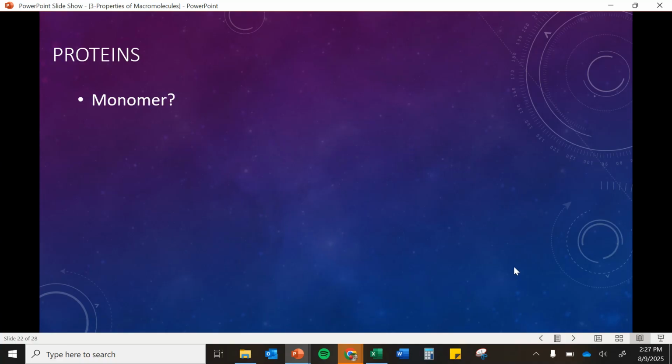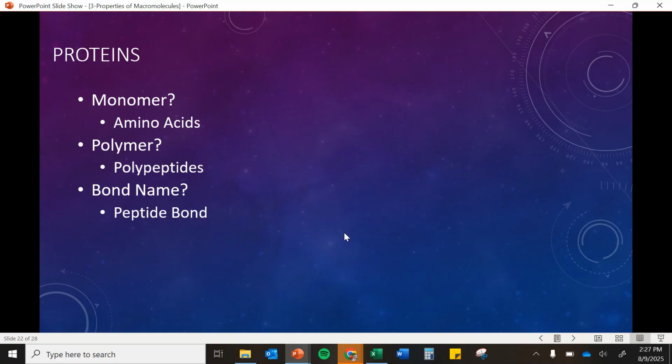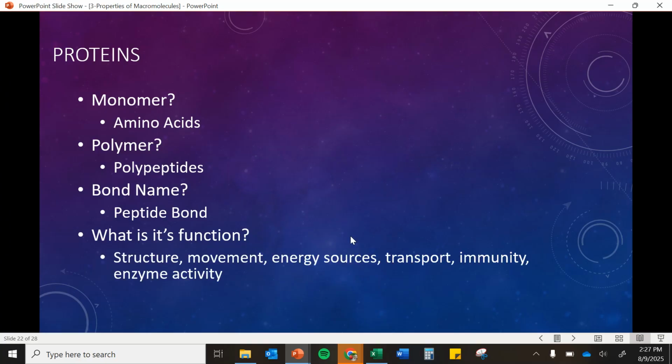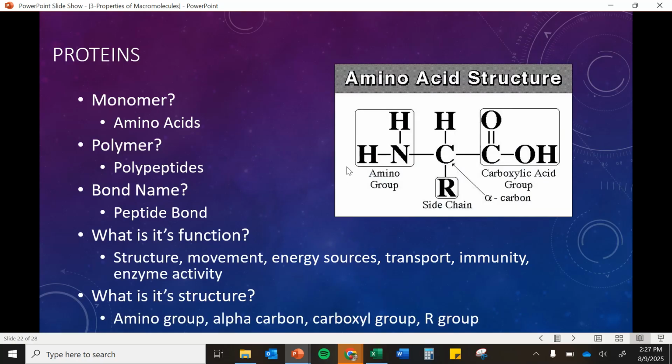Okay, now let's move on to proteins again. Remember, the monomer is amino acids, the polymer is polypeptides. The bond name is a peptide bond, and the functions are structure, movement, energy sources, transport, immunity, enzyme activity, all sorts of functions. Its structure is an amino group with that nitrogen, a central carbon or alpha carbon, and then a carboxyl group. And then we're going to have an R group off of that central alpha carbon.